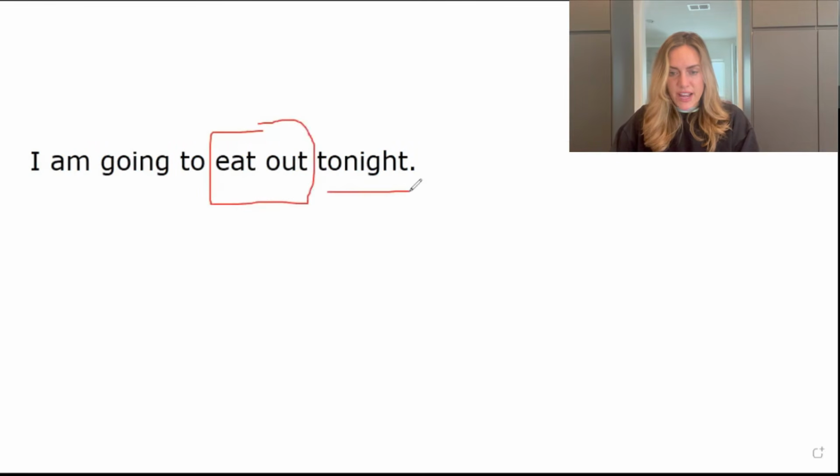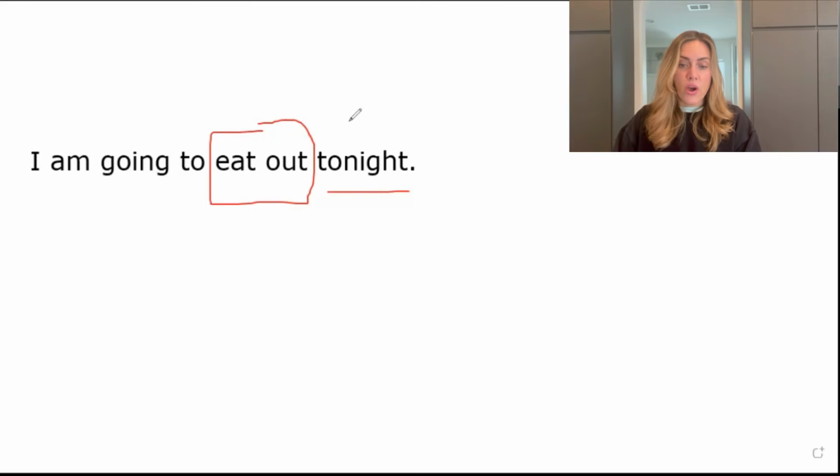Okay, well, eat out is the phrasal verb. Tonight is a time. It's not a noun. It's not an object. So this verb, eat out, is an intransitive phrasal verb. So there's no object. So I could never put a noun in here, okay? Of course, unless I'm talking about something else. And phrasal verbs have lots of different meanings, okay? So be careful with what you're saying. But I hope that tip helps you out.